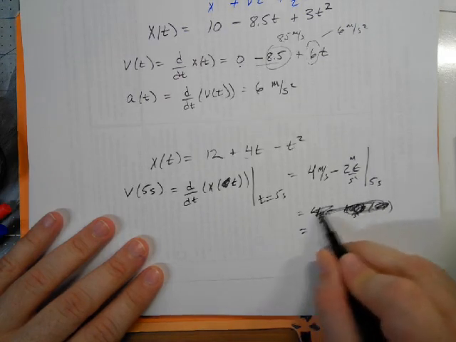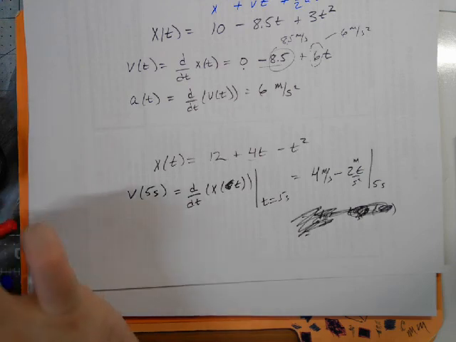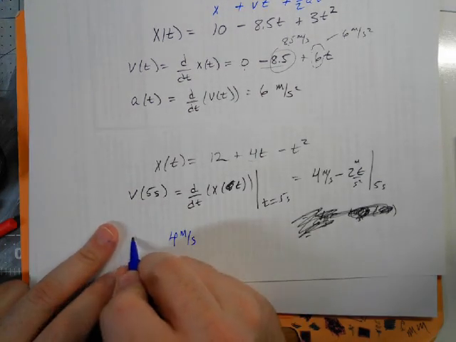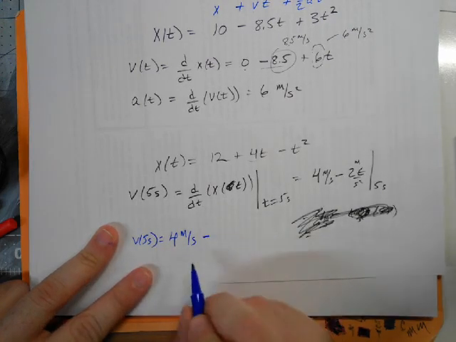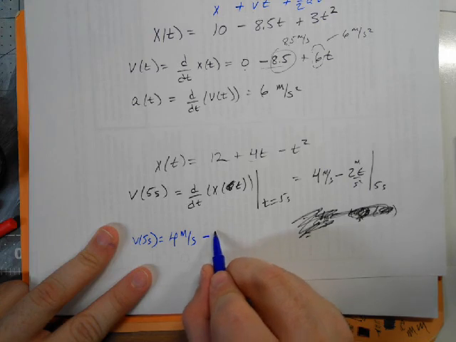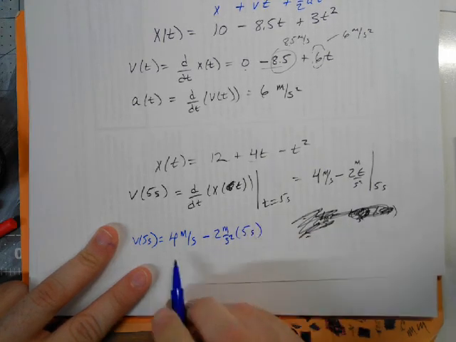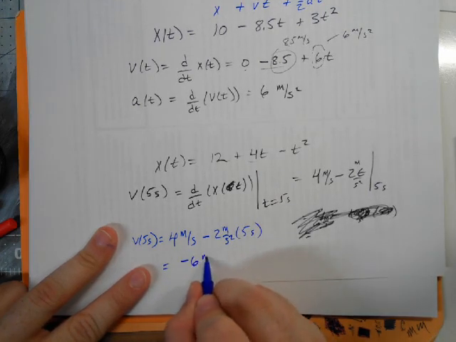Let's just start that over. We're going to have 4 meters per second minus 2 meters per second squared times 5 seconds. And that's going to be 4 minus 10 is minus 6 meters per second.